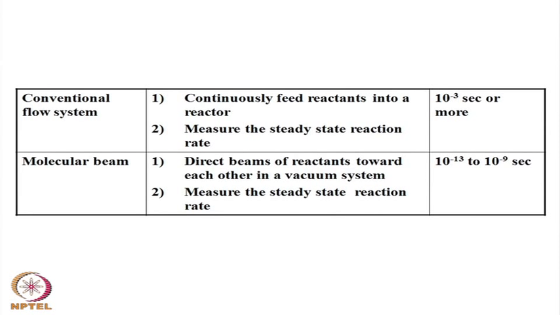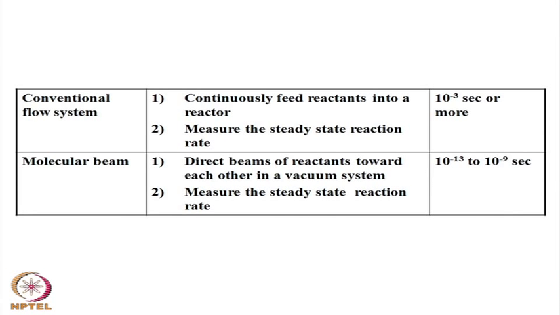In the conventional flow system, reactants are continuously fed into a reactor and you measure the steady state reaction rate, and the time constants are 10 to the power minus 3 seconds or more.